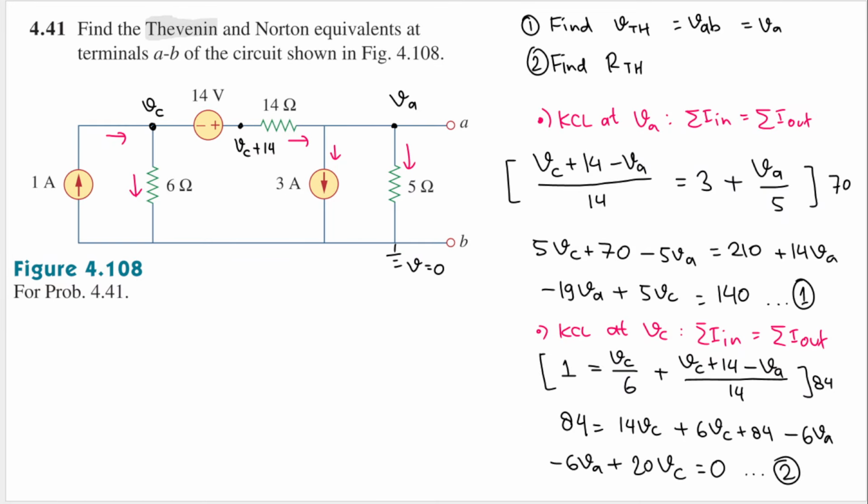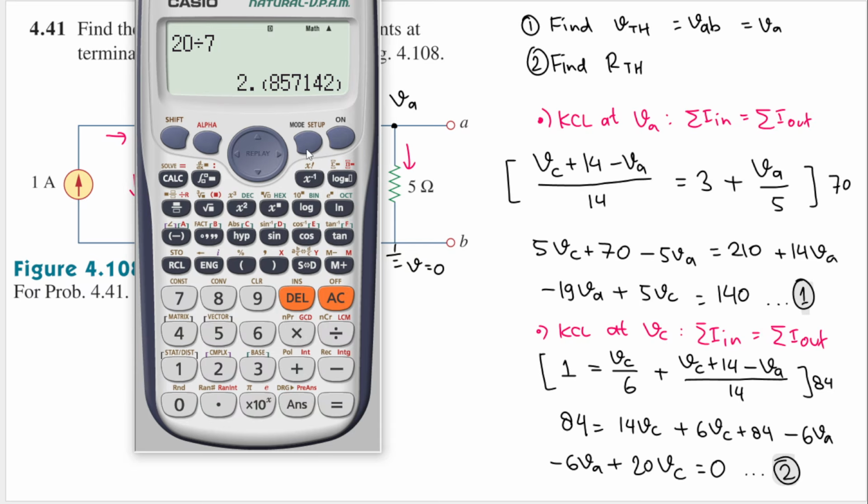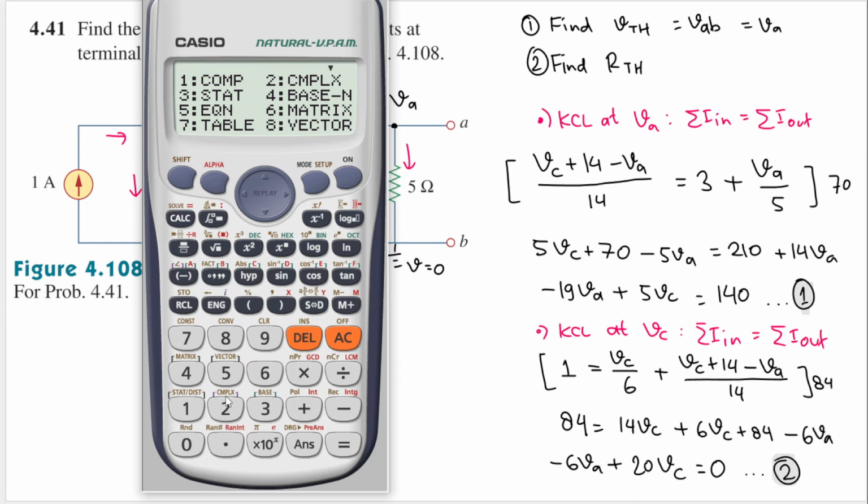So now we have 2 equations with 2 variables. We should be able to solve that, right? So let's use our calculator and set it up as complex equation solver number 5. 2 variables is number 1, and we can just use the coefficients minus 19 and then 5 and then 140. So I'll have minus 6 and then 20 and then 0.